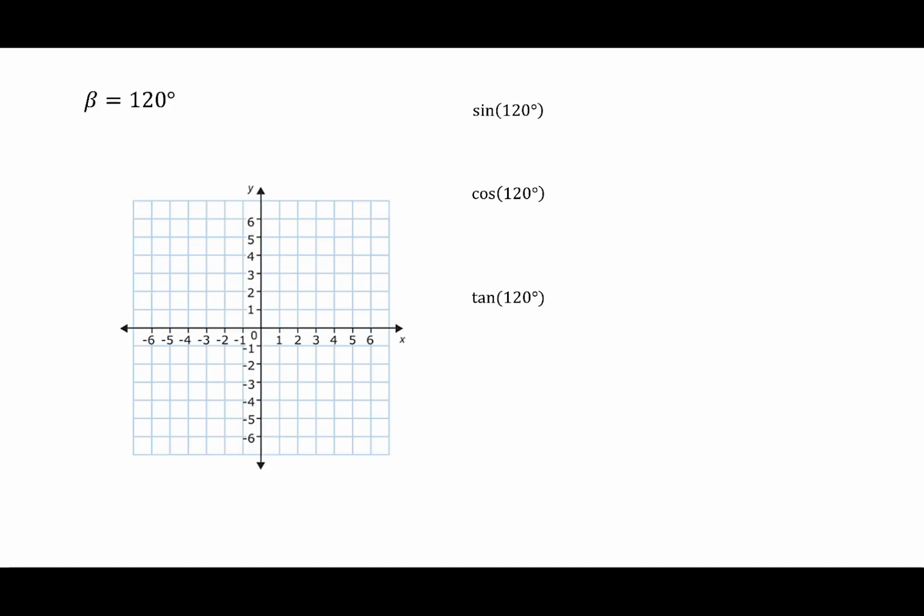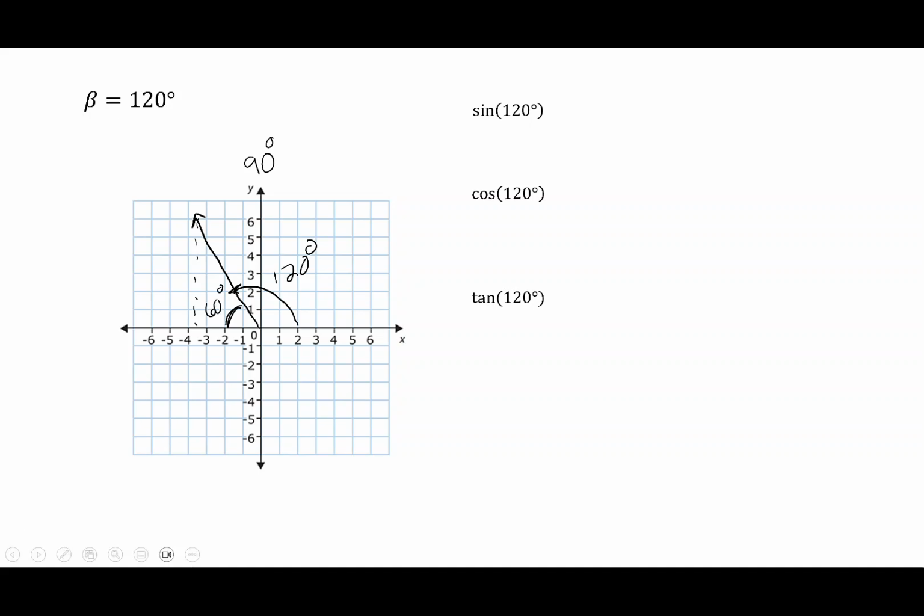We'll start with beta is equal to 120 degrees. I'm going to start by drawing my reference angle. I know that we're at 90 here, so I need to go about 30 over, and this will just be kind of estimated. So this, we will say, is 120 degrees. I'm going to drop down to the x-axis and say then that my reference angle would be 60 degrees.